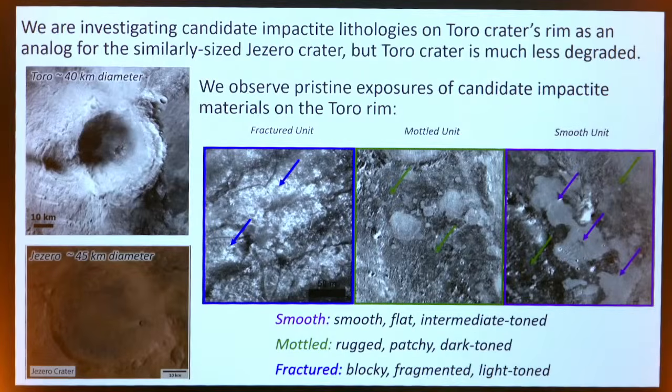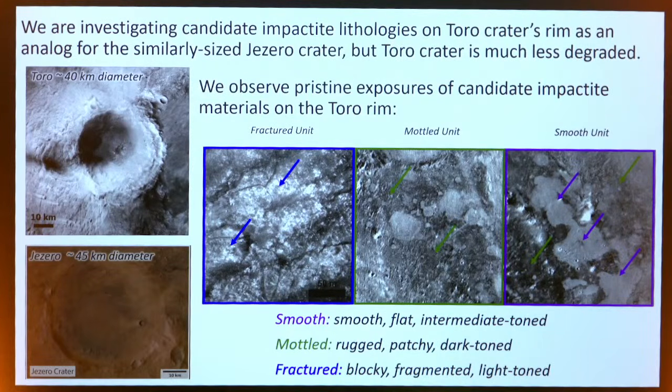So here we are investigating candidate impactite lithology on Toro crater as an analog for the similarly sized Jezero crater, but Toro crater is much less degraded. For my first PhD chapter, I mapped the rim of Jezero crater, and it is a very degraded crater rim. And while we still see a lot of diverse materials here, Toro has some really pristine exposures of candidate impactite materials on its rim. And so in the blue, we have the fractured unit.